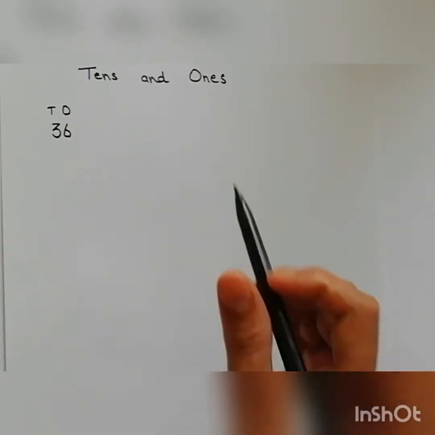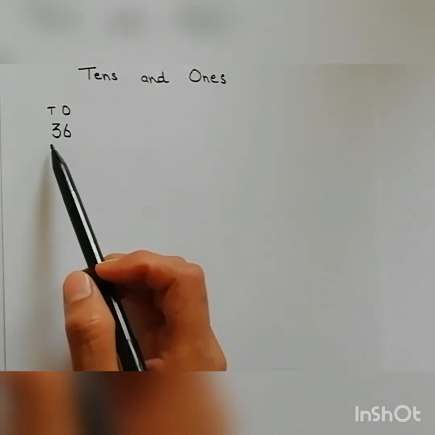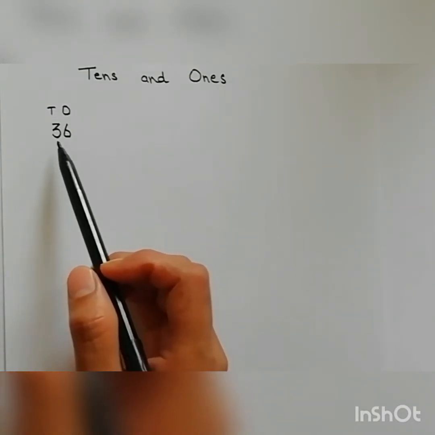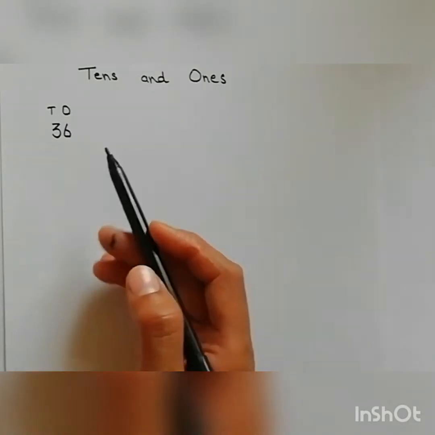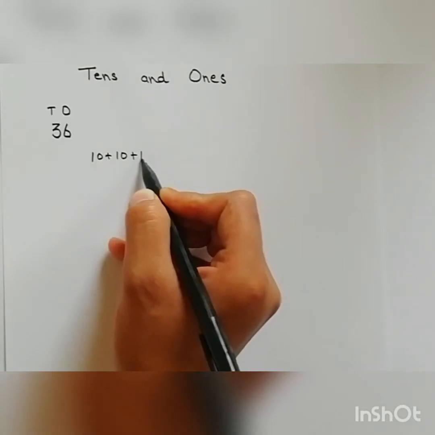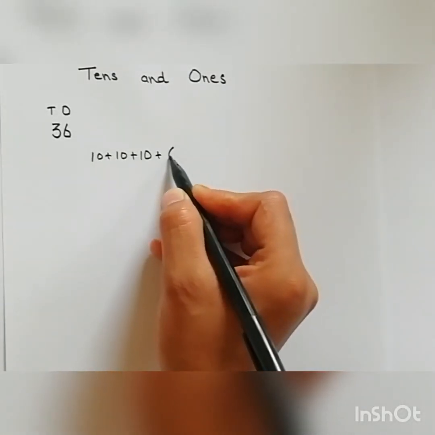Tens and ones. In 2-digit numbers, the first number is called tens and the second number is called ones. So, 36. In 36, 3 is tens. So, 3 tens mean 3 times 10 and 6 ones.